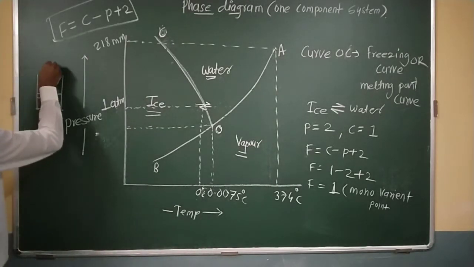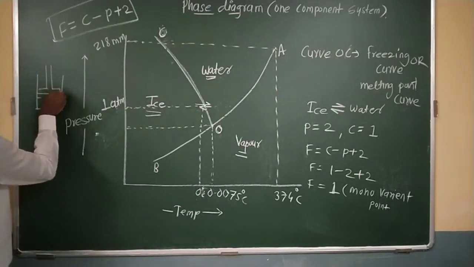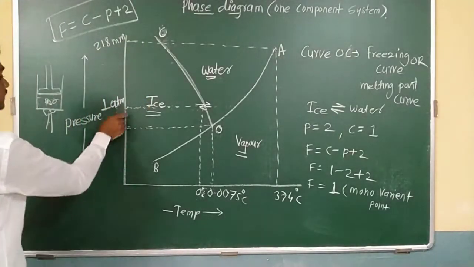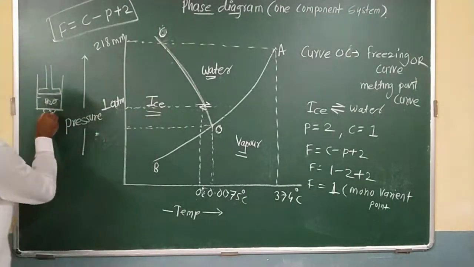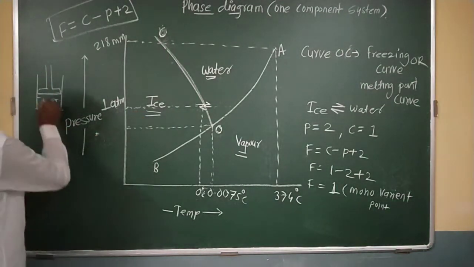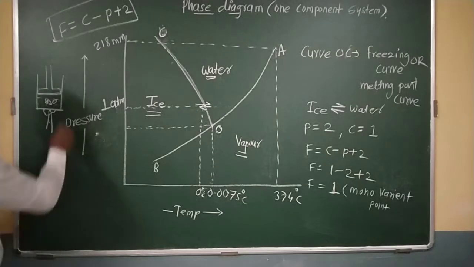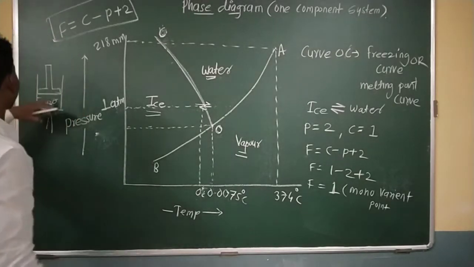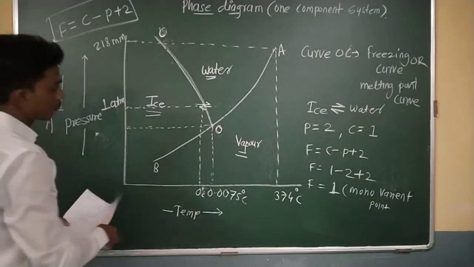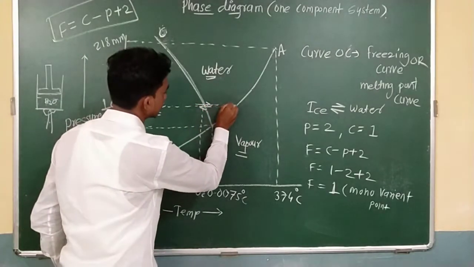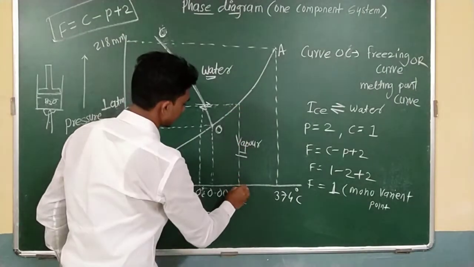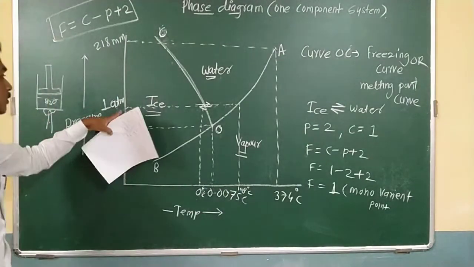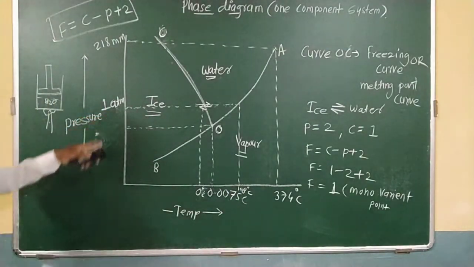This is the piston. By using this piston I could increase the pressure, but at that time I want to increase only the temperature. Pressure is constant here. I am not increasing or decreasing the pressure, but increasing the temperature. So what happens? This is the 100 degrees Celsius temperature at 1 atmospheric pressure.